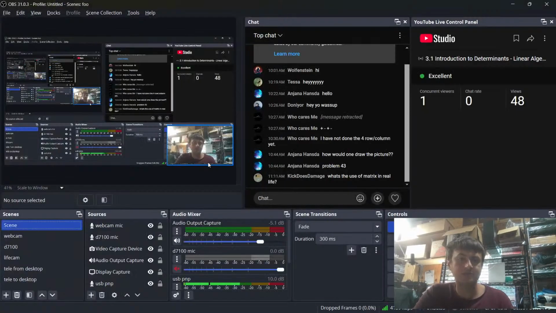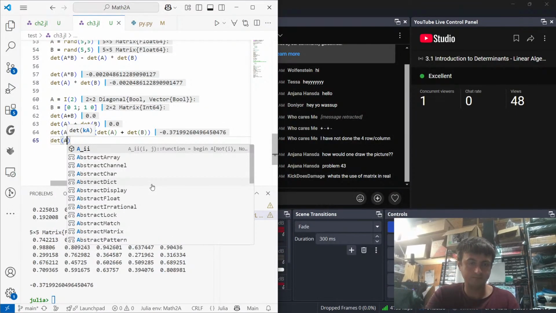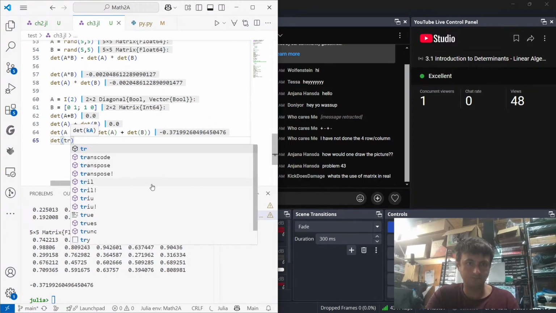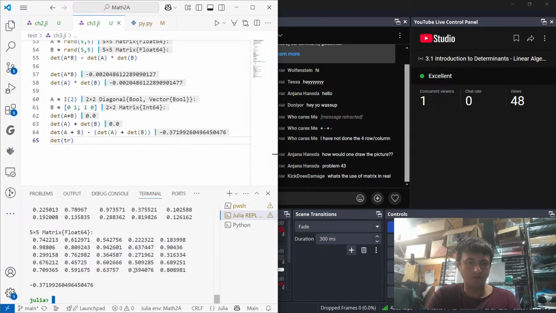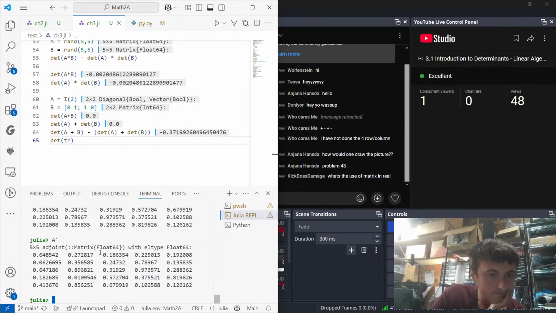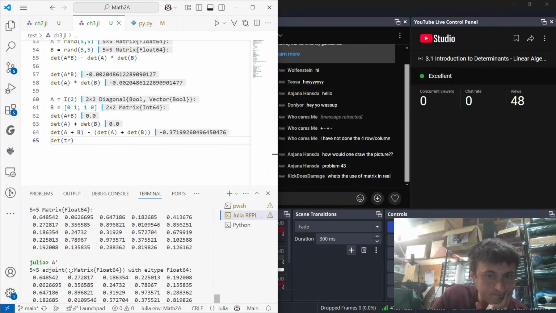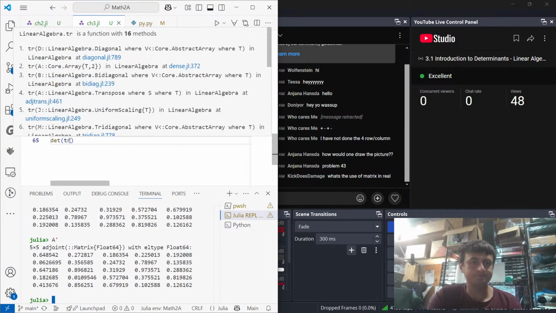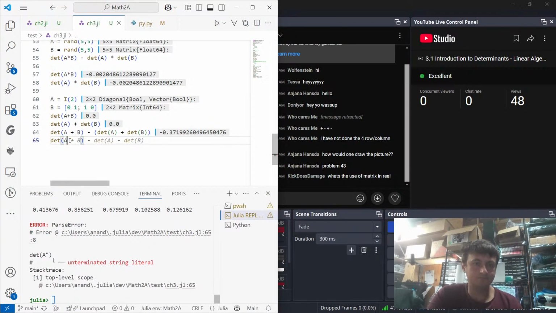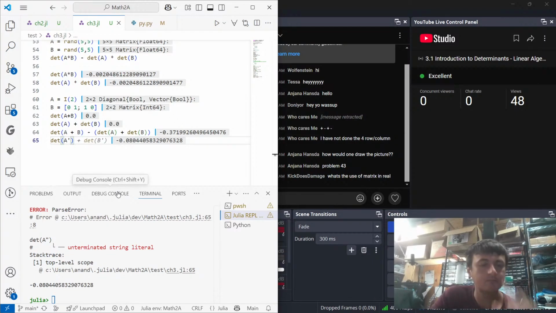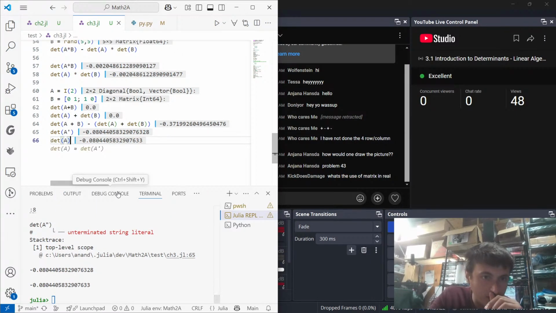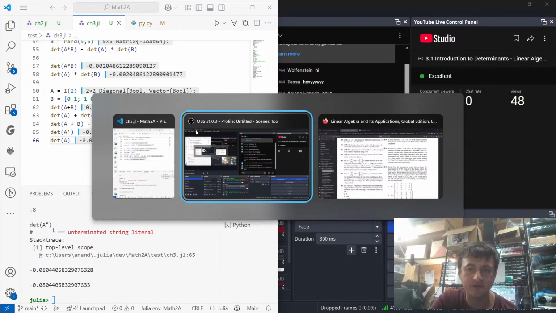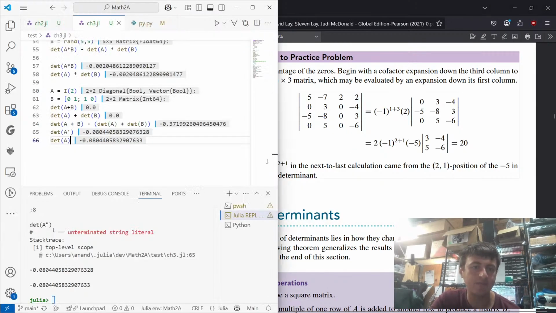But what about det A transpose? Wait, hold on. Okay, so yeah. Okay, so det A transpose is equal to det A. That's fine. That's cool. But now det minus A.